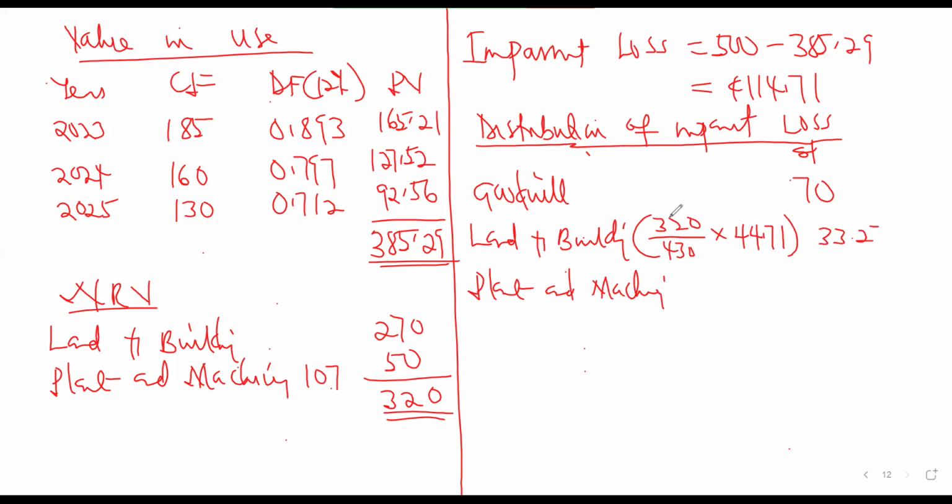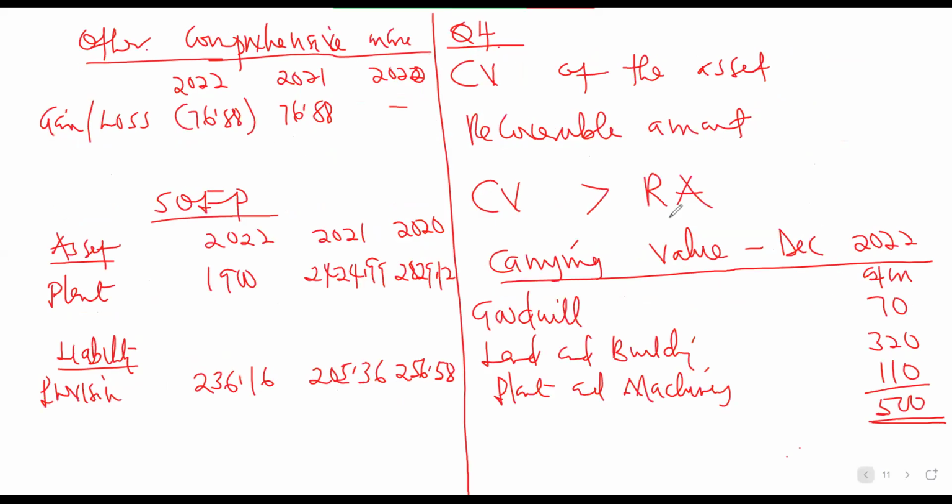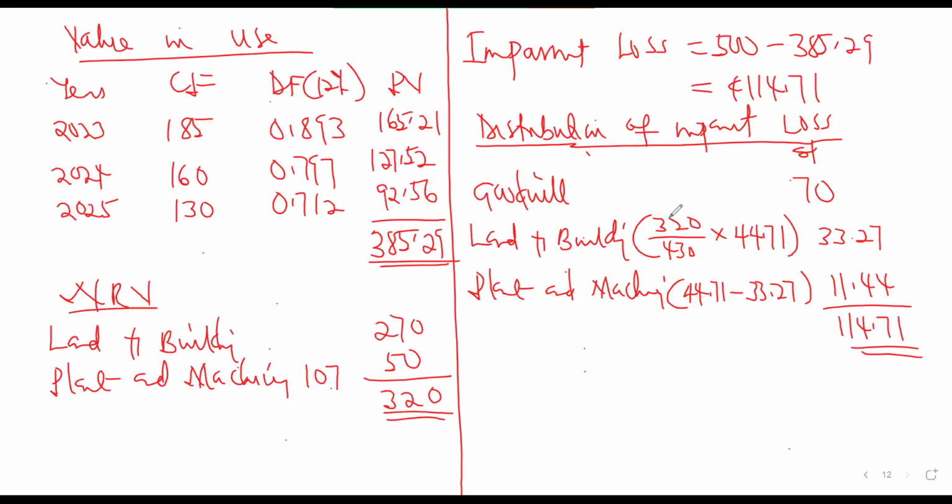33.27. You don't have to do this one, just find the difference. 44.71 minus 33.27. How much are we getting? 11.44. And that will give us 44.71. And I'm saying that supposing the question was giving you a net realizable value of 107 relating to plant and machinery.